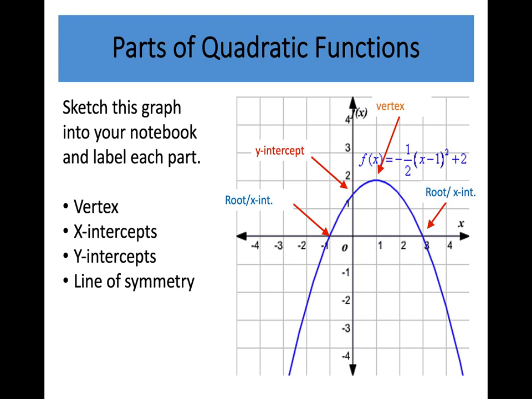And finally, the line of symmetry happens perfectly in between the x-intercepts. There are 1, 2, 3, 4 spaces in between the roots, so the line of symmetry should go at 1 because that's perfectly in between the 2 roots. And our line of symmetry is where it mirror images on both sides.